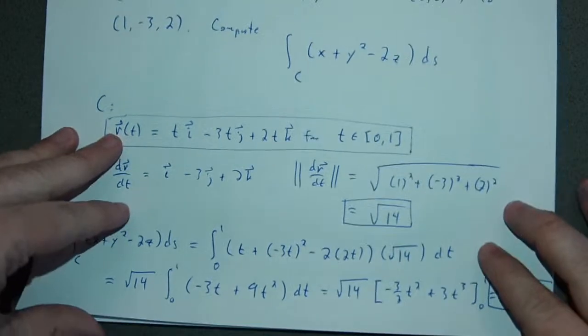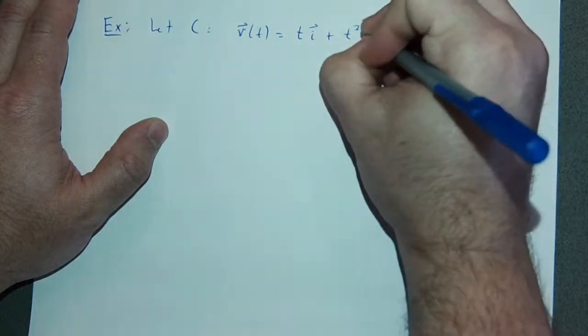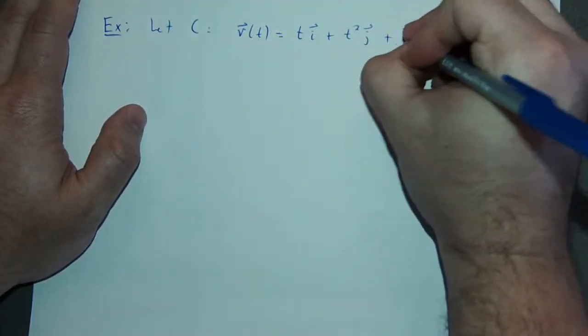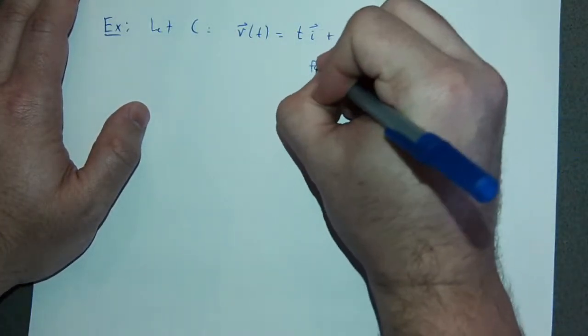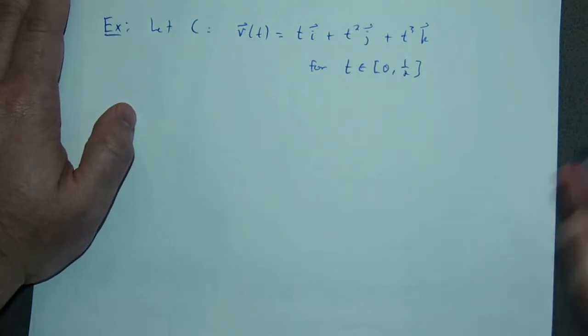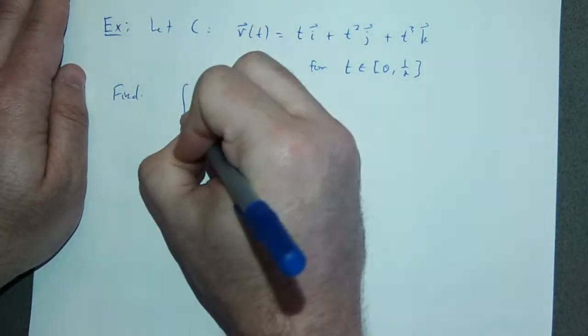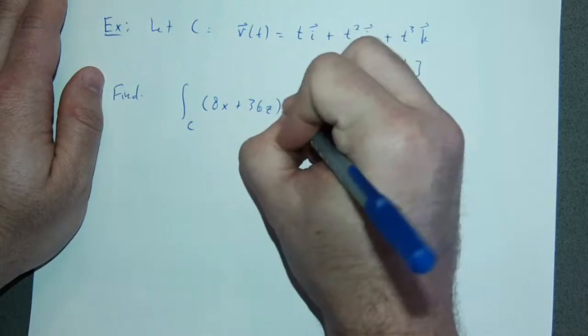All right, let's do one more example. So let's say, let C be the twisted cubic we first talked about way back in chapter 12. So let C be the following curve with parameterization r of t, which is ti plus t squared j plus t cubed k, for t between, we'll say 0 and 1/2. All right, so there's C. Let's find the line integral over C of the function 8x plus 36z ds.